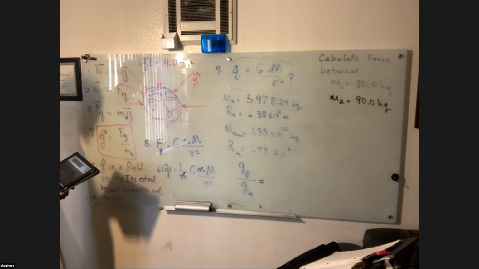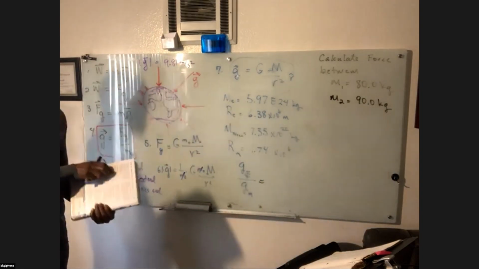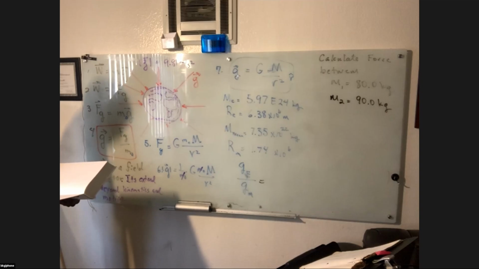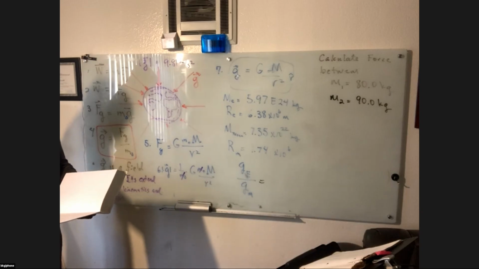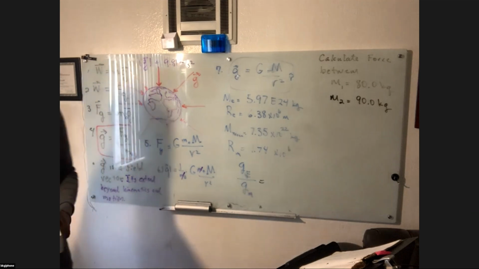Did I do that right? No, it's not the radius of the Earth. Radius of the Earth is 5.97. Where did I get that from? What happened? Oh, wait a minute, hold on. No, the radius of the Earth is, yeah, 6.38. Okay.